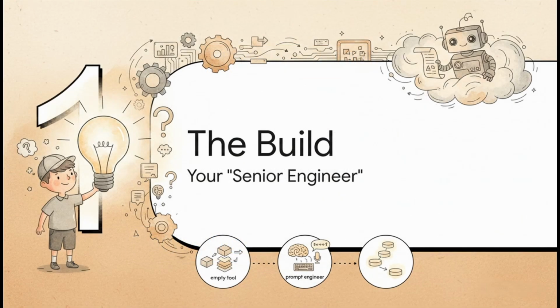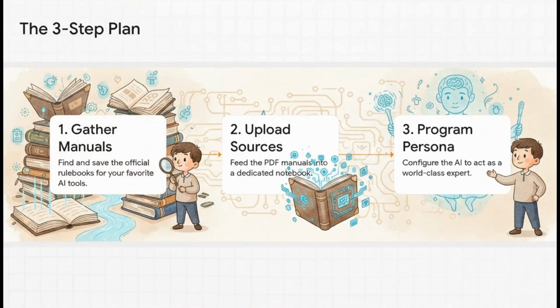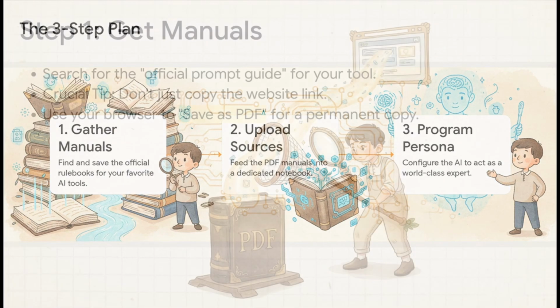It's time to get our hands dirty. We're going to take this basically empty research tool and forge it into a world-class prompt engineer. And seriously, it only takes 3 simple steps. So here's the game plan. First, we're going to gather the official rule books, the technical manuals for our favorite AI tools. Second, we'll upload all those manuals into one dedicated notebook. And third, and this is where the real magic happens, we're going to program its expert persona.